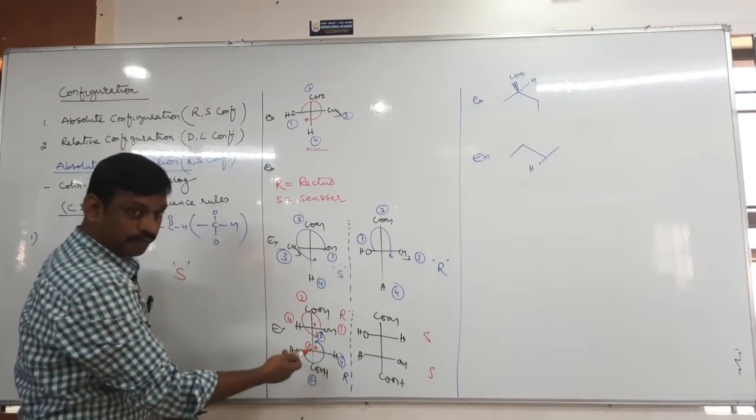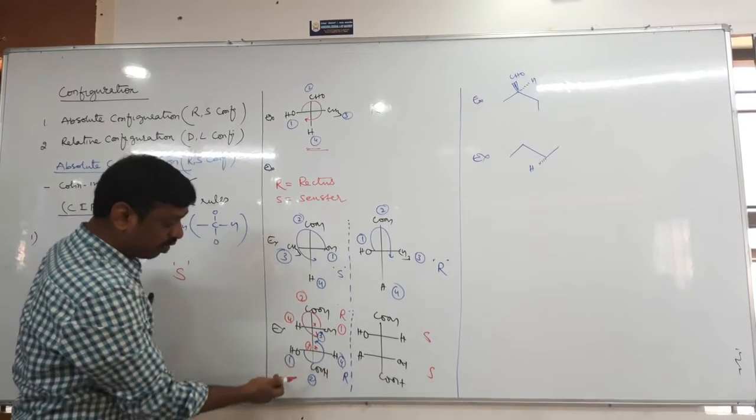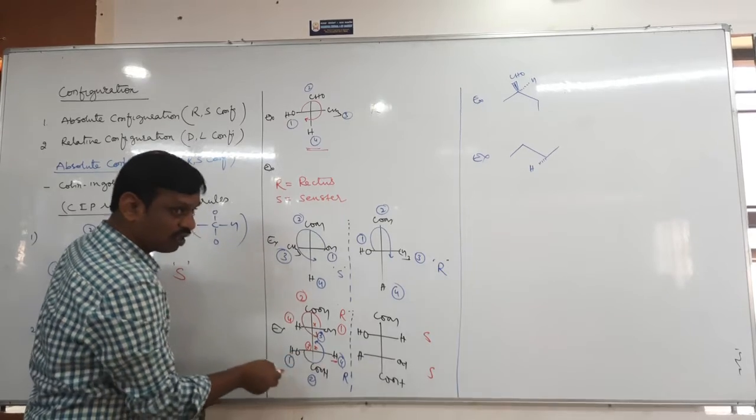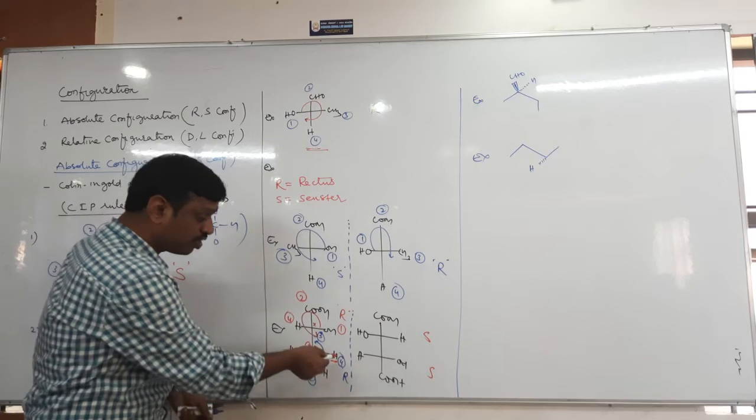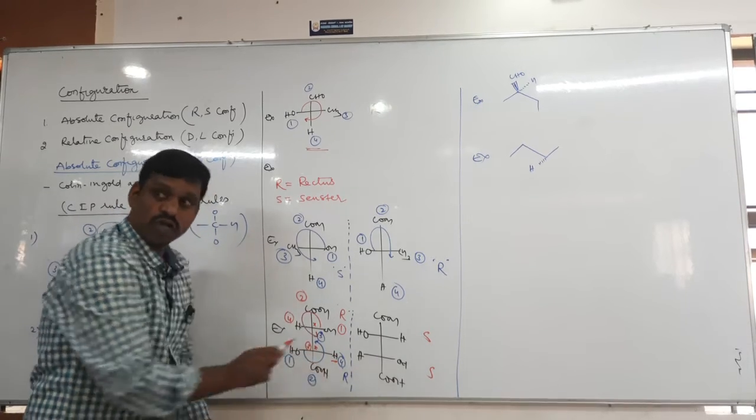If it is anti-clockwise but the fourth priority group is horizontal, then what you should actually get is S, but horizontal, so it becomes R.